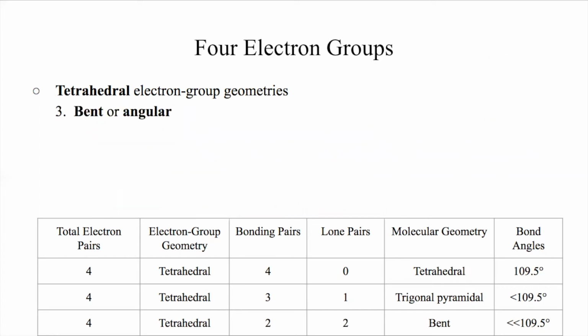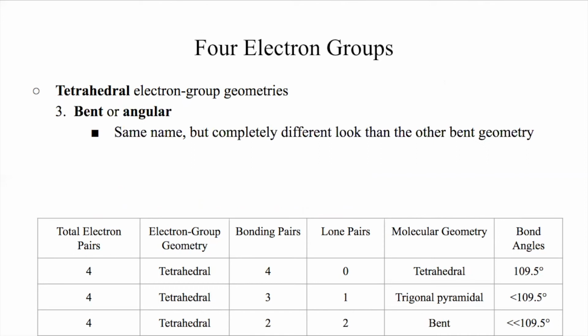The final molecular geometry we'll cover today is actually one we already know, bent or angular. Though the names are the same, this geometry has a completely different look than the one present in sulfur dioxide.